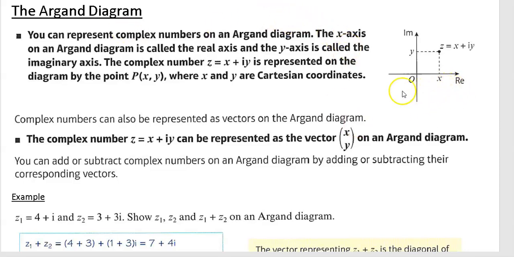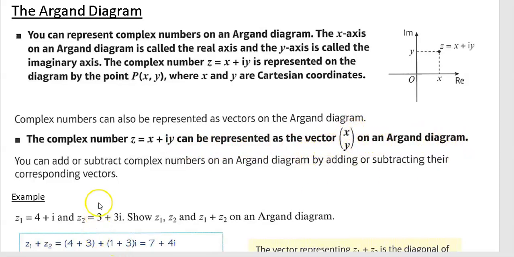Basically, in the Argand diagram, your horizontal axis represents the real part of the complex number, and the vertical axis represents the imaginary part of the complex number. So if you imagine you have a complex number z equal to x plus iy, then x would be the horizontal component and y would be the vertical component. So this would have the coordinate (x, y), and that's it. So it's just a way for us to visually represent complex numbers.